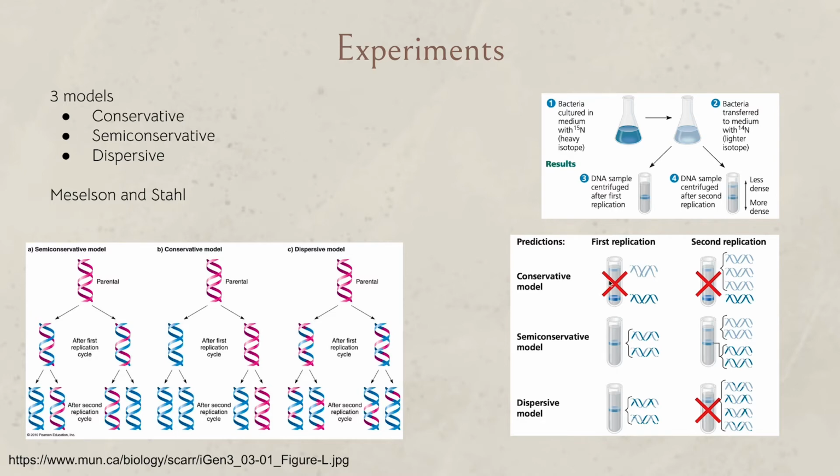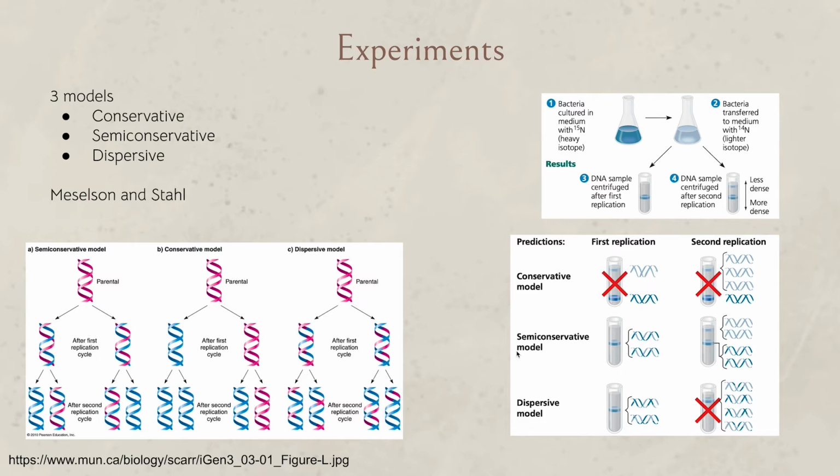And then you can make predictions for all of the models on how the centrifuging would turn out. So if you look at it, the conservative model after the first replication would have one heavy strand and one light strand, right? However, this wasn't what the results looked like. The results looked like this. So we knew right away that the conservative model was not it.